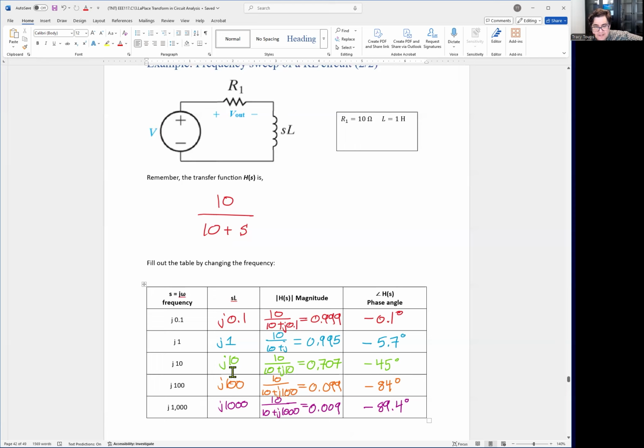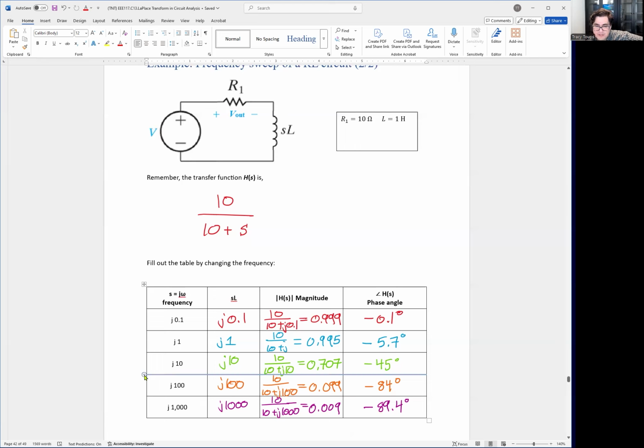Okay, let's investigate further. Let's do J100. So we're going to plug this in. SL is J100. So we're going to have 10 divided by 10 plus J100 in orange. What's my magnitude here? It's going to be 0.099. This is nothing. This is less than 10%. This is 10%. So we lost 90% of our output right here. And look at the phase shift. It's negative 84 degrees. So we almost have a 90-degree phase shift, which is very big.